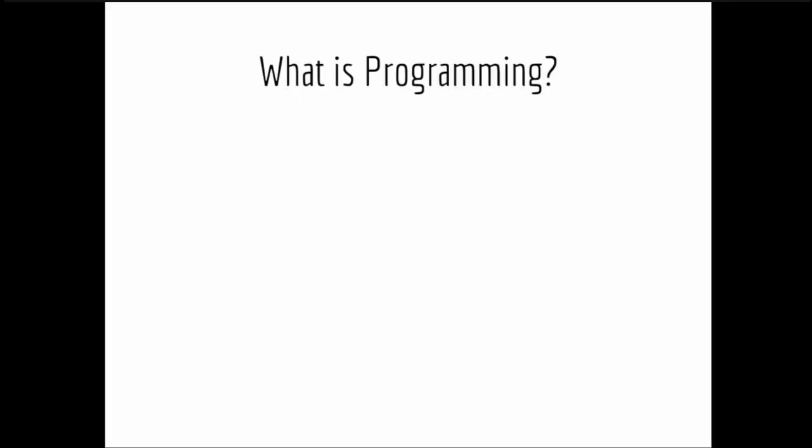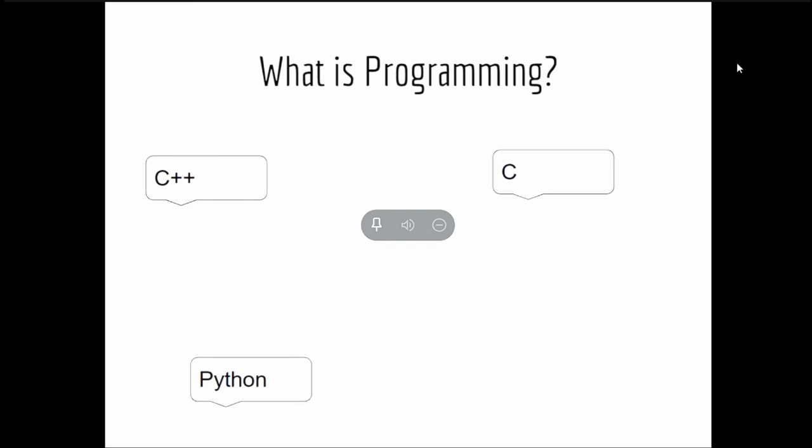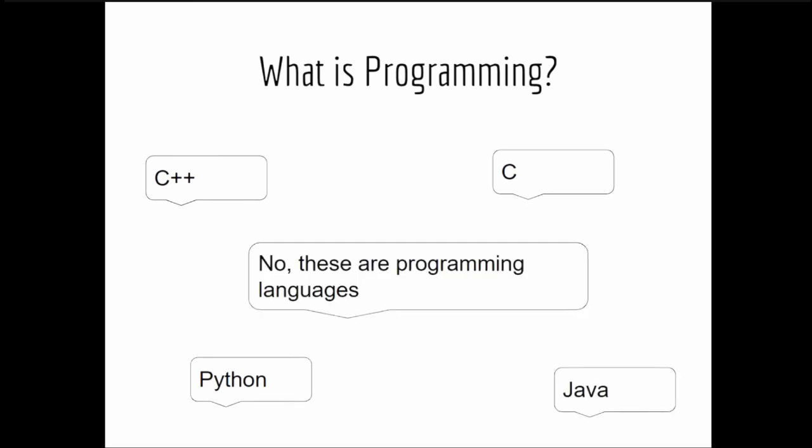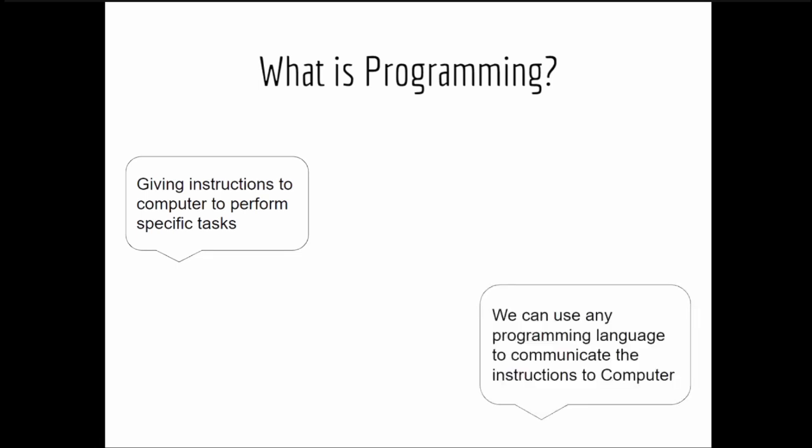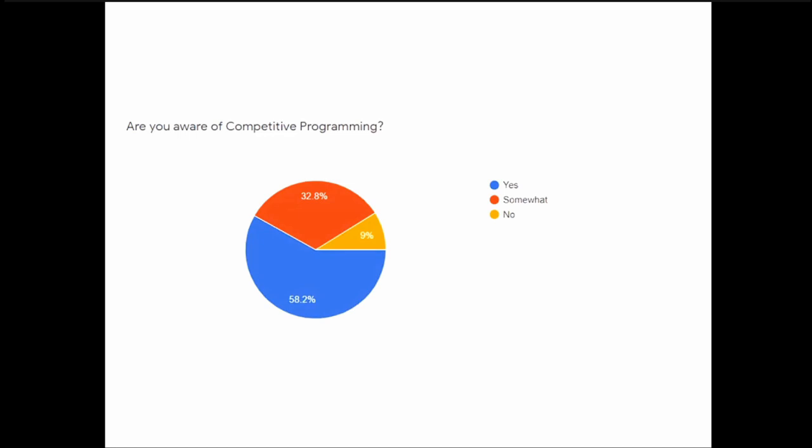What is programming? People might give answers like C++, C, Python, Java. But these are programming languages, which you use to write a program. Now, what is a program? A program is a set of instructions which you give to the computer to perform a specific task.